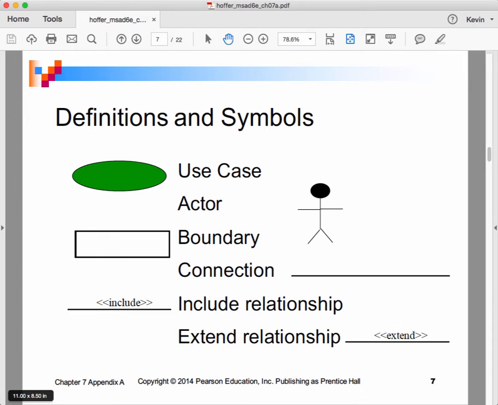And proper include lines and extend lines have an arrowhead on one end. But I'm not going to do a lot of training on that because I really would like you to not be using include and extend. It's the kind of thing you could learn in a sort of second round of training on use cases after you're successful at the current round.